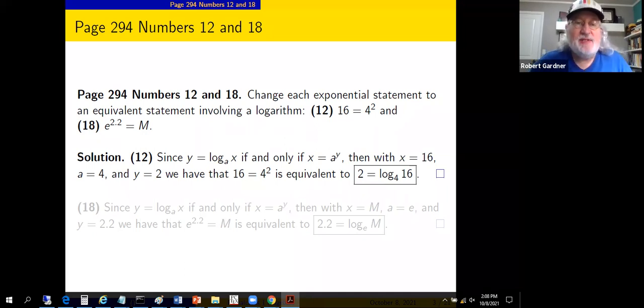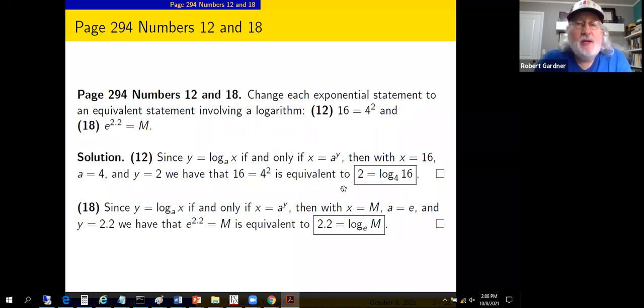Number 18 is the same style, but here we're dealing with e to the 2.2 equals m. That's okay, it's still the same format. We'll take that formula and match it up with x equals a to the y. Here, x would be m, the value that equals the exponential. The base of the exponential here is e, and the exponent itself is 2.2. So y equals 2.2, a equals e, x equals m. We'll take this x, a, and y, and plug that in to convert this to a logarithmic expression.